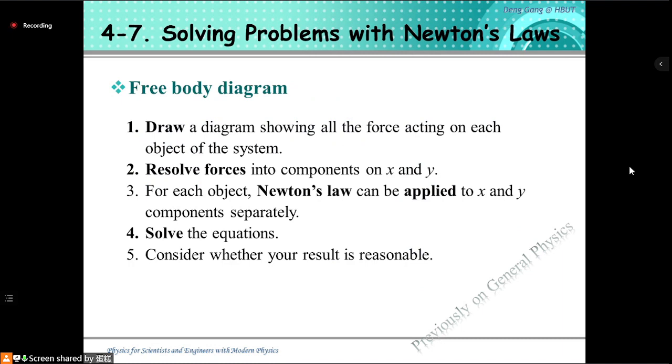So to solve a problem, usually we use the following procedures. First, you should draw a diagram to show all the forces on each object separately, and then resolve the forces into components. On each direction, we use Newton's second law to build the equations, and then we solve the equations. We can solve the problem.